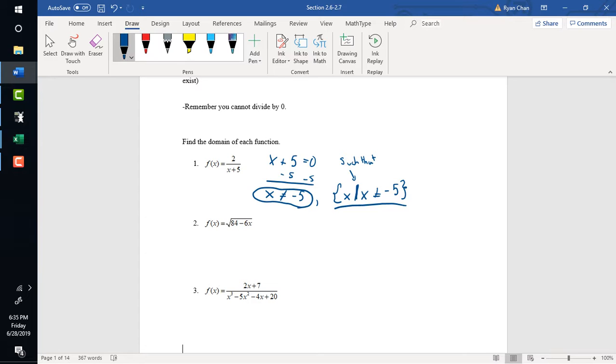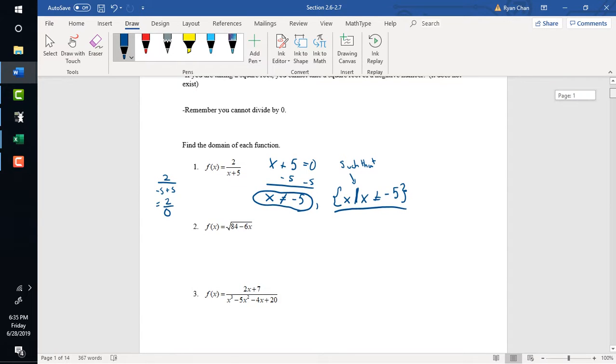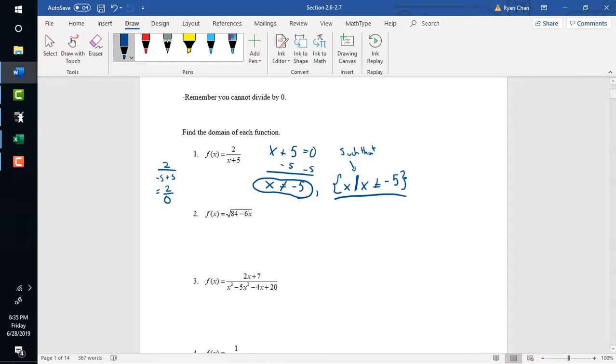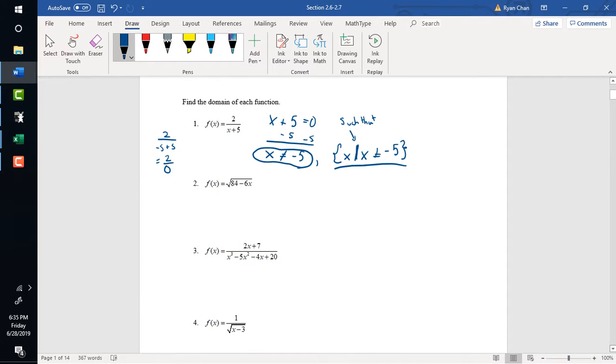Now why is it negative 5? Because if I plug negative 5 into my function, notice I have negative 5 plus 5, and I have 2 divided by 0. Remember, you cannot divide anything by 0. So these values don't work, because if I plug them in, I'm dividing by 0, and that makes it undefined.